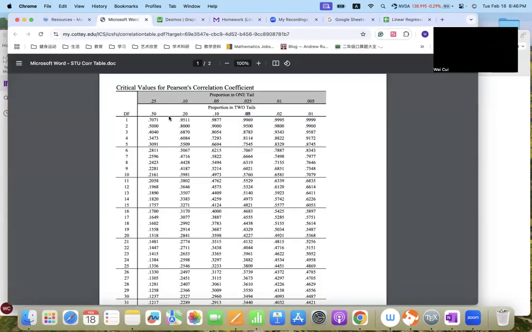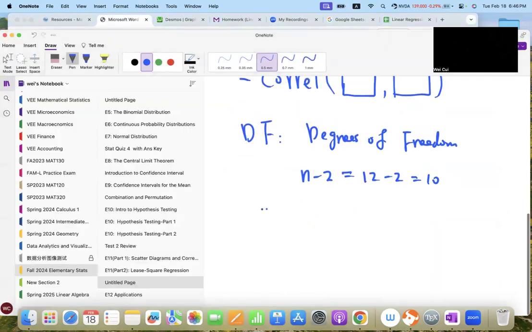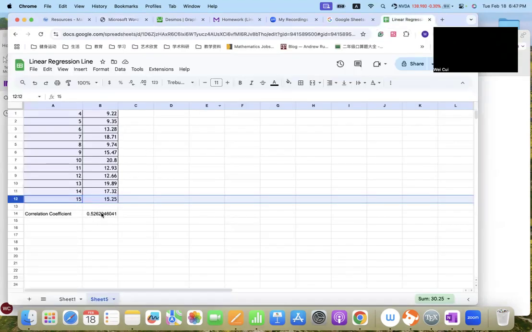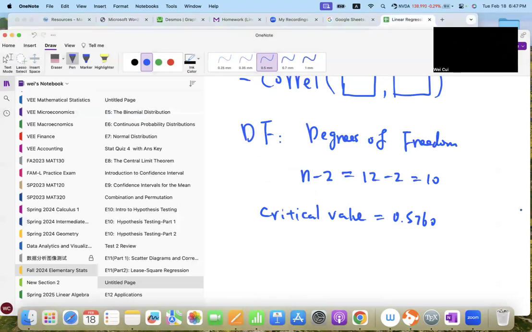Then I go back to this table and find the degrees of freedom of 10 and the significance level 0.05. So the critical value is 0.5760. Okay. The critical value is 0.5760. So what is my coefficient? 0.52. Okay, so R is 0.52.